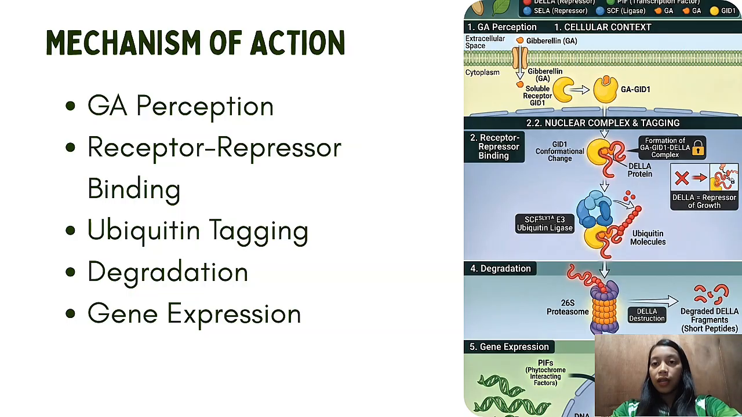The fourth one is degradation. The tagged repressor is shredded by the cell's recycling machine, the proteasome, removing the brake. And the last one is gene expression. With the brake gone, growth-promoting genes turn on, causing stem growth, seed sprouting, and flowering.